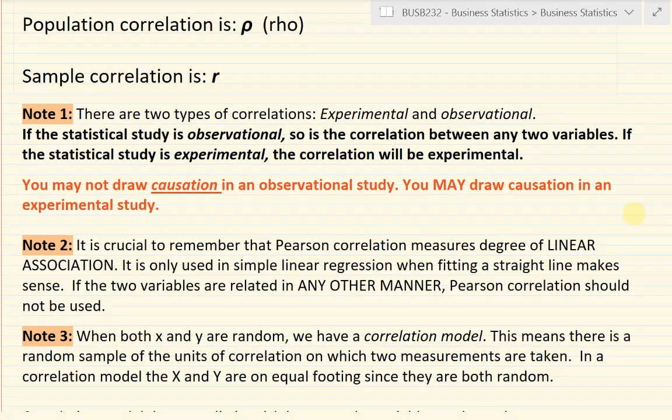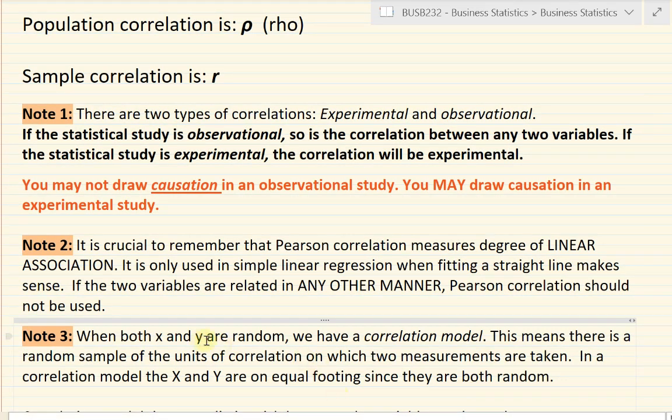Note 3, if both x and y are random, then we have what we call a correlation model. In a correlation model where both x and y are random, x and y are on equal footing since they're both random. So it doesn't really matter because we're not making a prediction. Keep that in mind. In a correlation model, we do not make a prediction because both of them are random, and we just want to investigate the linear relationship between them.